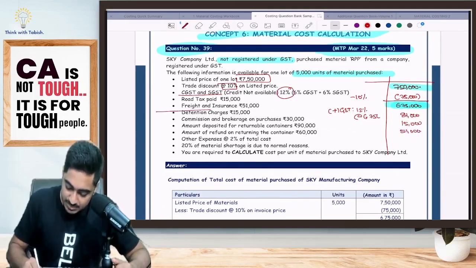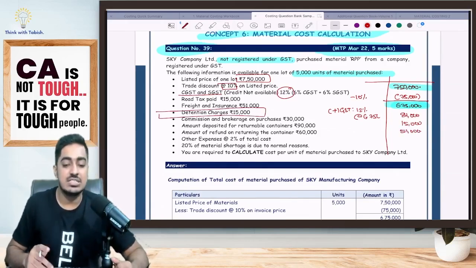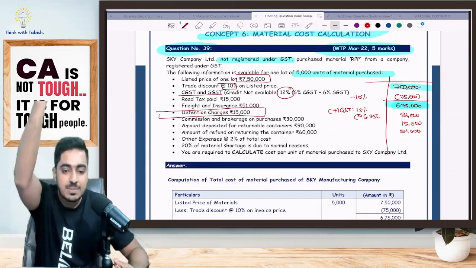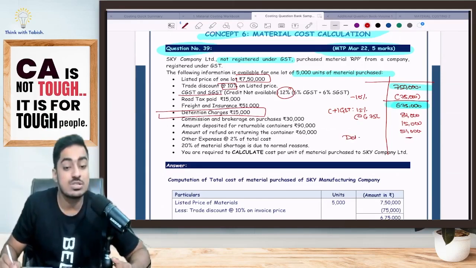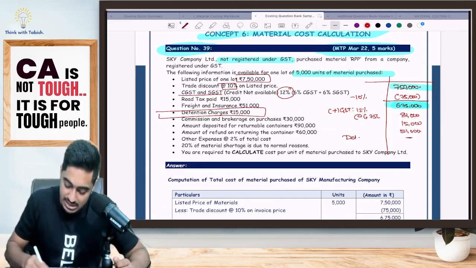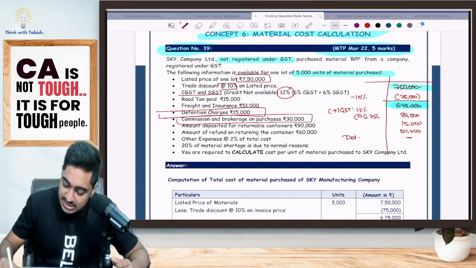Detention charges. Tell me, is it normal? Is it abnormal? It is a penalty I am paying under customs. Detention charges, is it my cost? No, boss. Abnormal item it is, costing P&L. Commission and brokerage. Incidental charges 30,000 I will show.